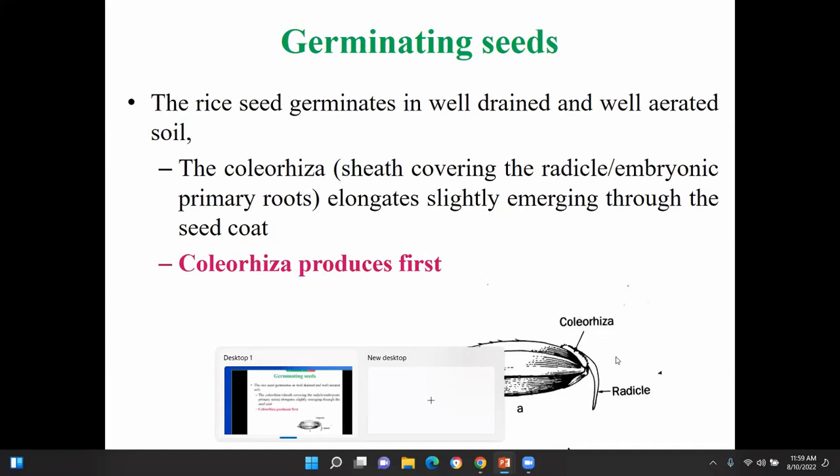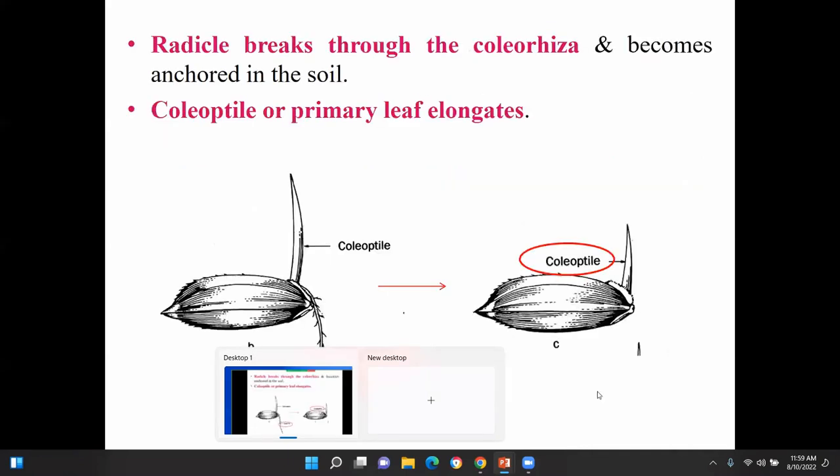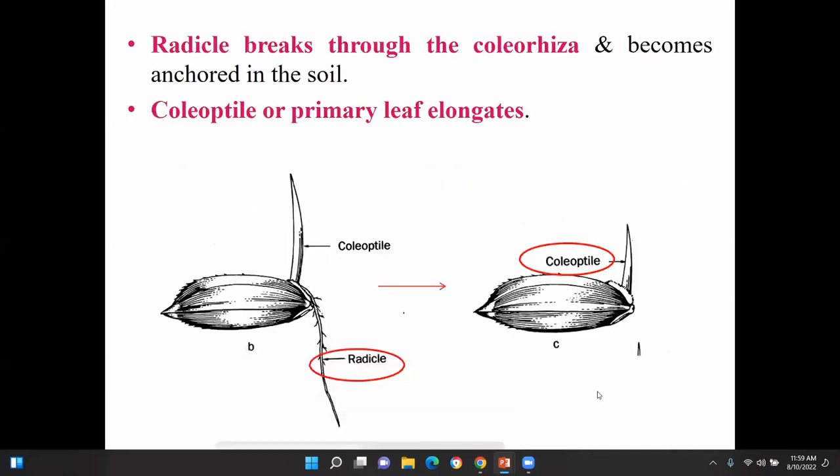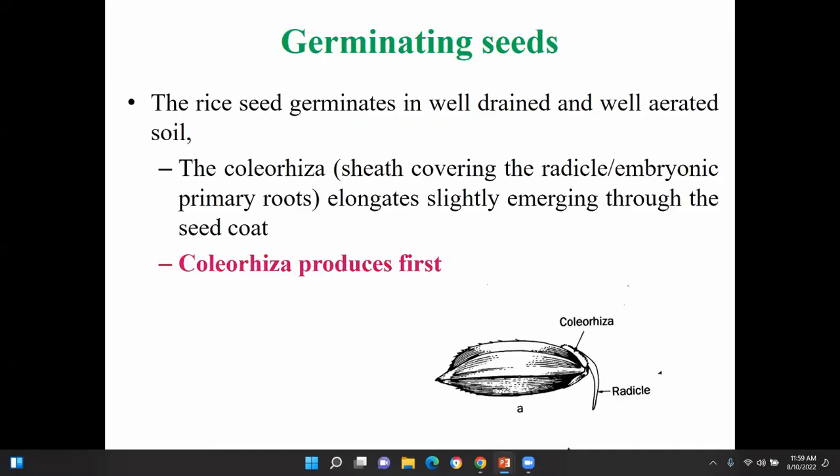This radical will start in an earlier stage. The coleorhiza is the seed covering of the radical, or embryonic primary root. This part is called the coleorhiza. The radical starts to form, then it will develop further. We will see.